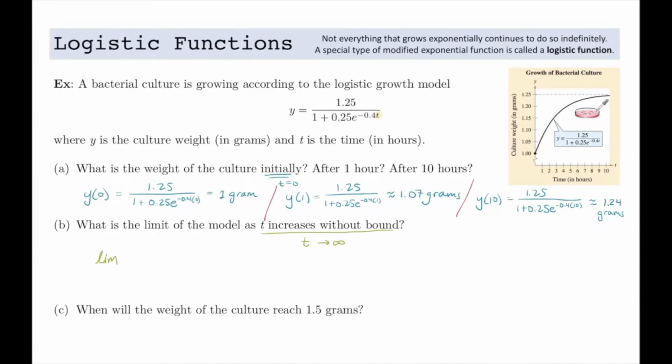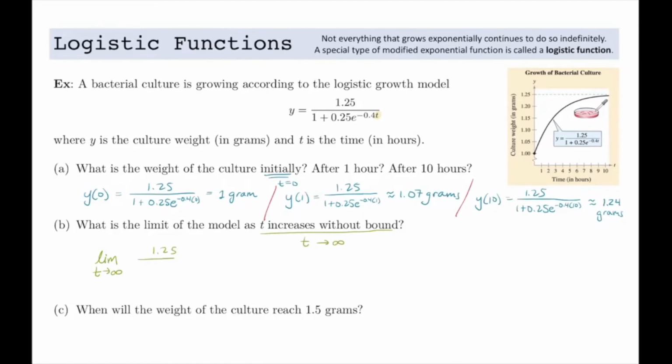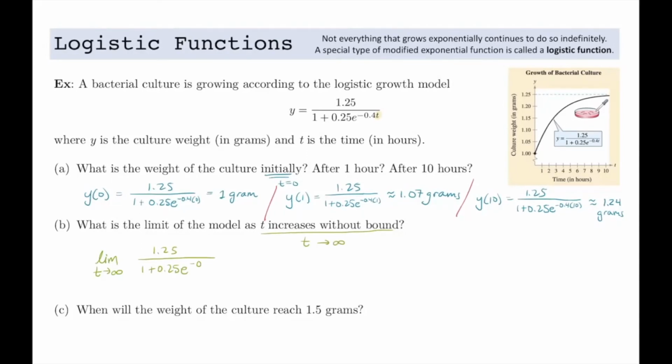We're going to take the limit as t goes to infinity of 1.25 over 1 plus 0.25 e to the negative 0.4 t. Now, I did tell you when we were introducing these kinds of functions that the horizontal asymptote is going to be given by c over a. So we should get 1.25 over 1 as our answer here, but I'd like to go through this so you can see why instead of memorizing the formula.